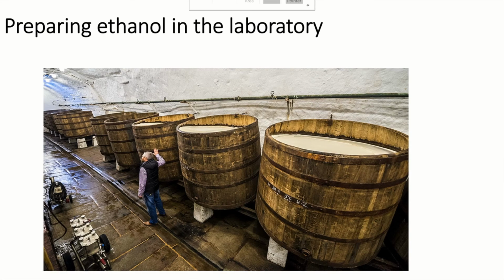Another way to prepare ethanol is by the fermentation of glucose. In factories, they produce alcohol such as wine and beer using fermentation of glucose, and they do this in big barrels. Wine and beer contain ethanol, and to produce ethanol they use fruits, vegetables or grains, and they ferment them with microorganisms such as yeast to break down the sugar in them, forming ethanol and carbon dioxide. They do this in the absence of oxygen.